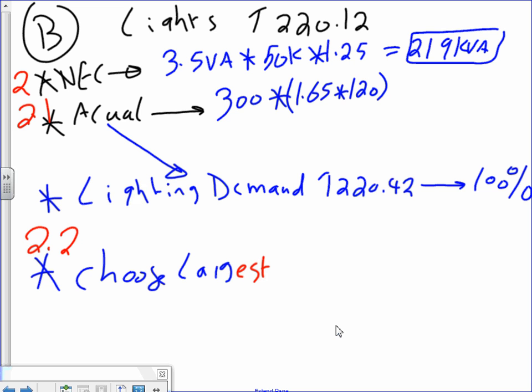And then, anybody knows why I'm multiplying by 1.25? Because they're continuous. Yeah. We're in the 74 kVA. So here's what your actual.